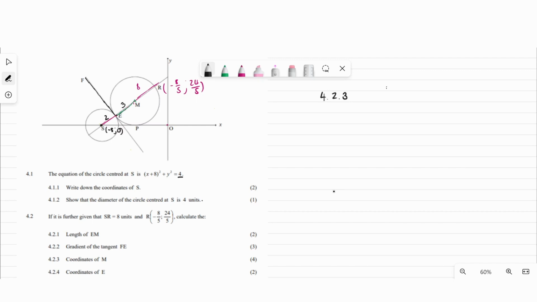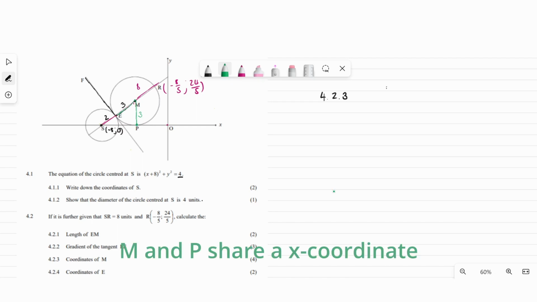So now let's do 4.2.3. It says we need to find the coordinates of M, which is the center of the big circle, right? So first things first, let's construct a triangle and use the theorem of Pythagoras to solve for these x coordinates. If we go down like this from the center to the circumference of the circle, this is a radius. So this one is 3, right? And another thing to notice is that whatever x value we get here, M and P share an x value, right?